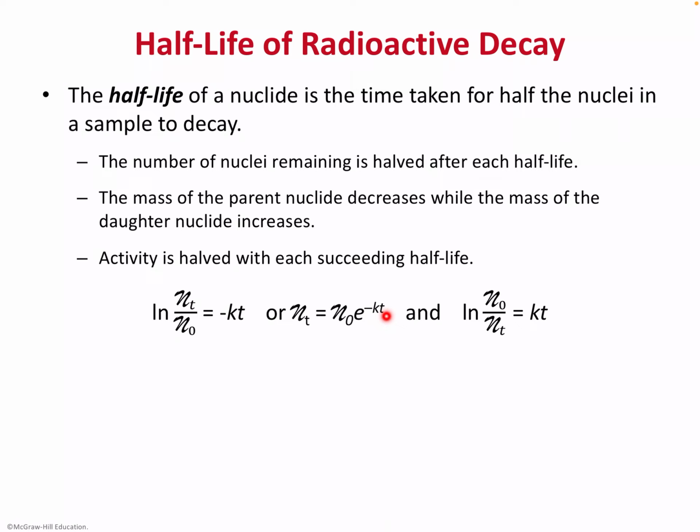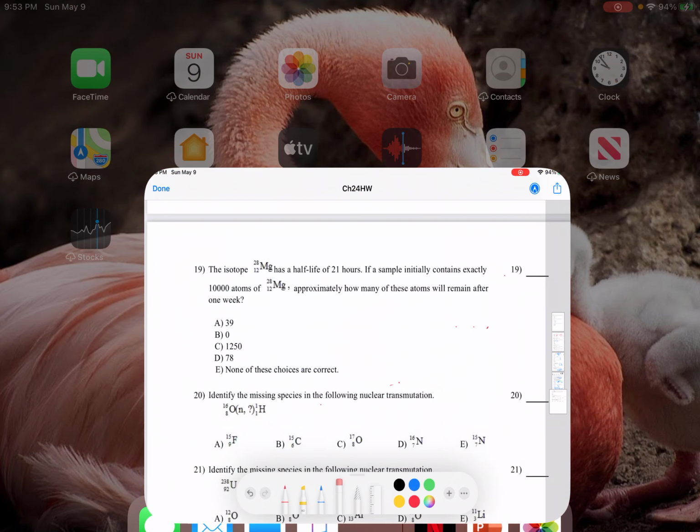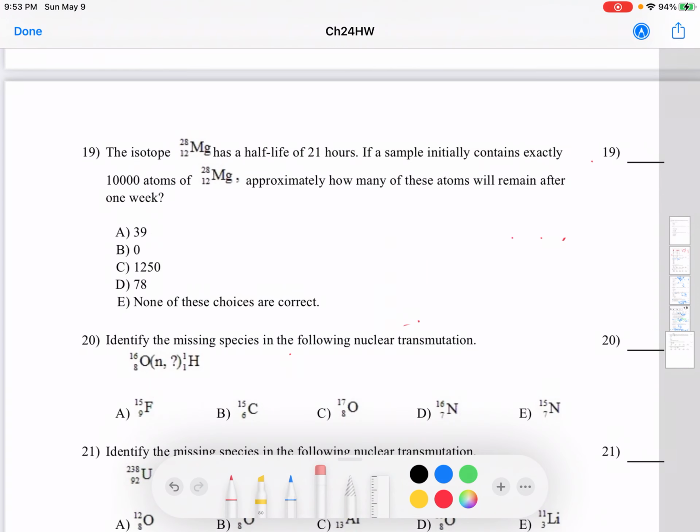It's asking how many of these atoms will remain in 1 week. So 1 week is the time, and we're going to use that equation here. We can do N(t) equals N naught e to the minus kt. N naught is the 1000 atoms.